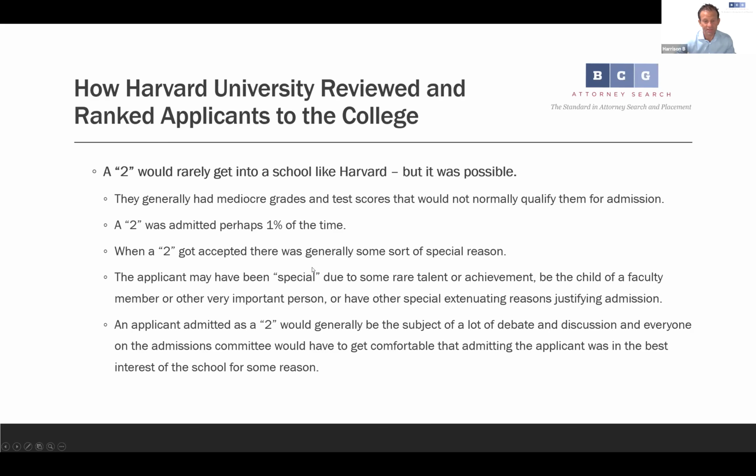And the reason is typically that there are some special reasons. Sometimes they have a rare talent or achievement. They might be the child of a faculty member, or a very important person that gave a lot of money. They could have other special reasons for being admitted, and typically it's not easy to admit them. There's a lot of debate. People get mad on the admissions committee, and there's a lot of argument, and someone really has to push hard behind the scenes to get that person into a school like Harvard.